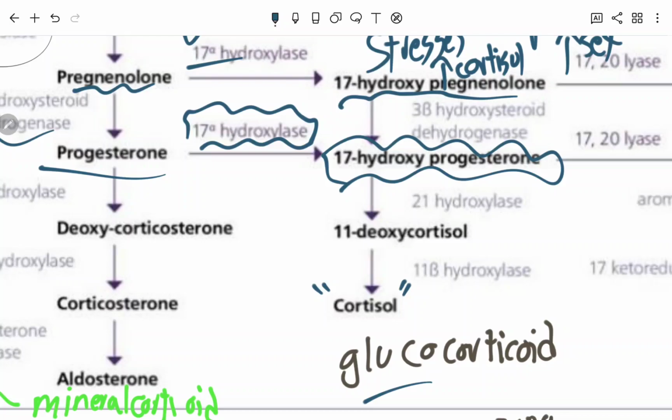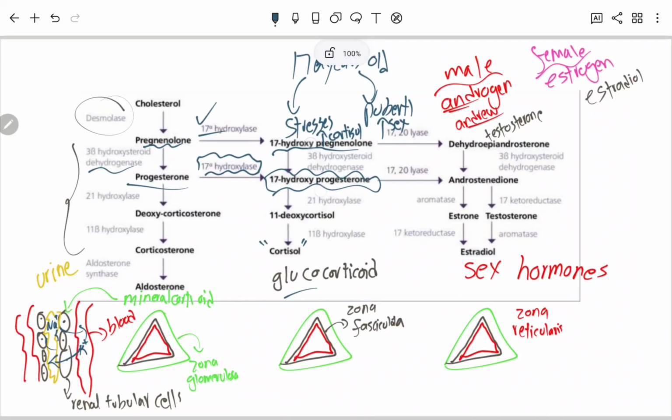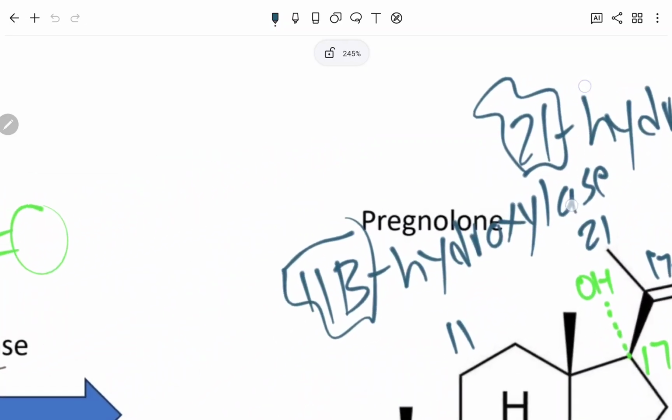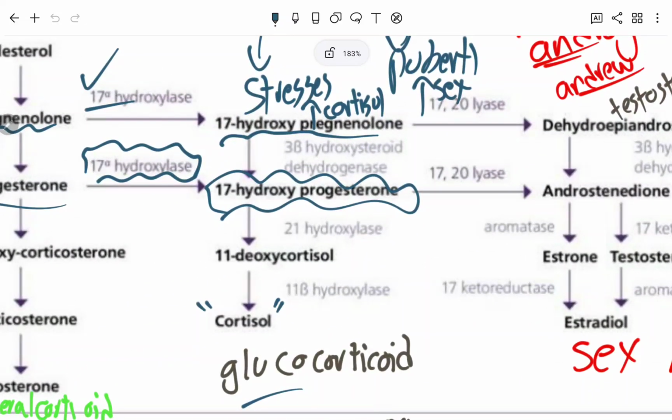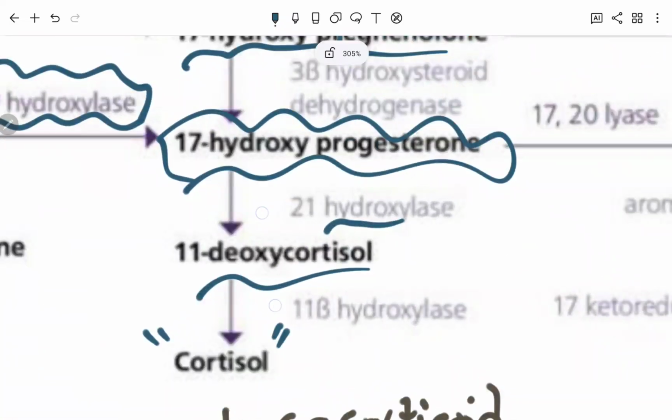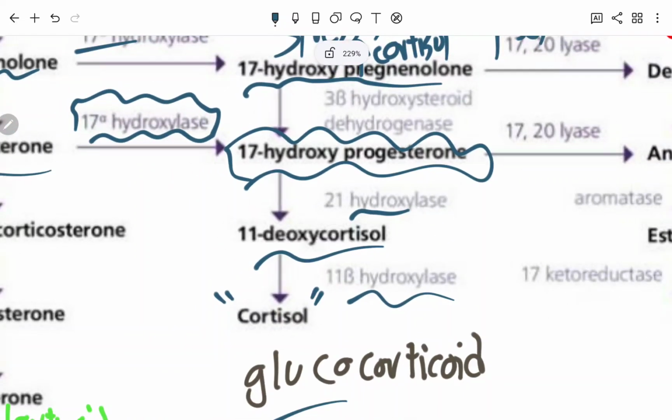And then the 17-hydroxyprogesterone would undergo the secondary chemical modifications, which are the hydroxylation at carbon number 21 and carbon number 11. And so 21-hydroxylase is going to convert 17-hydroxyprogesterone into 11-deoxycortisol. You see 11-deoxy, it's lacking an oxygen at carbon number 11, which is provided by the 11-beta-hydroxylase, and then 11-deoxycortisol gets converted into cortisol.